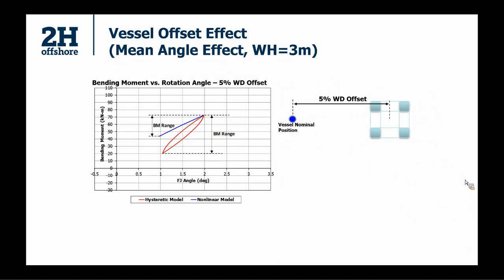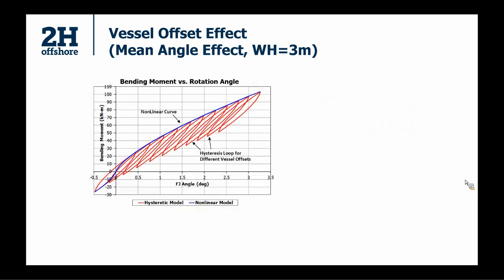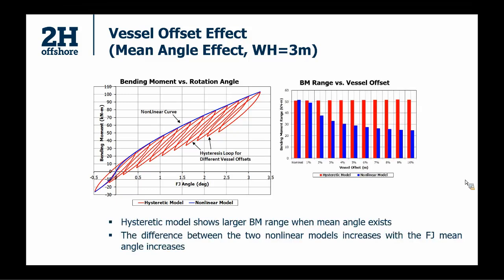So do the same practice for a series of vessel offsets. You can see that the difference between the two methods is getting larger with large vessel offset. So on this bar chart, you can see if we increase the vessel offset, we will have a larger difference between the two methods. And the hysteretic model always predicts larger bending moment range, which means it predicts larger fatigue damage. We can expect for a vessel with a significant second-order drift motion, using the nonlinear stiffness curve method can be unconservative.